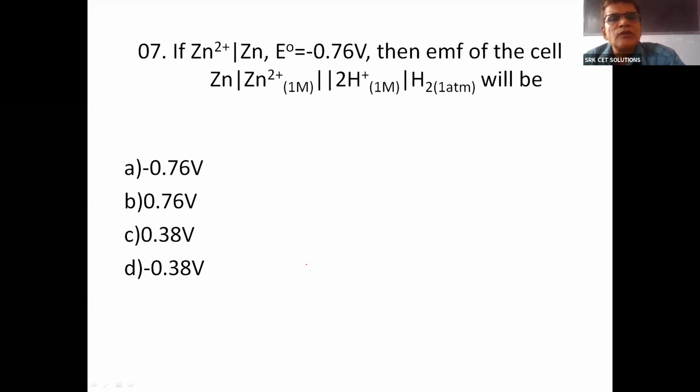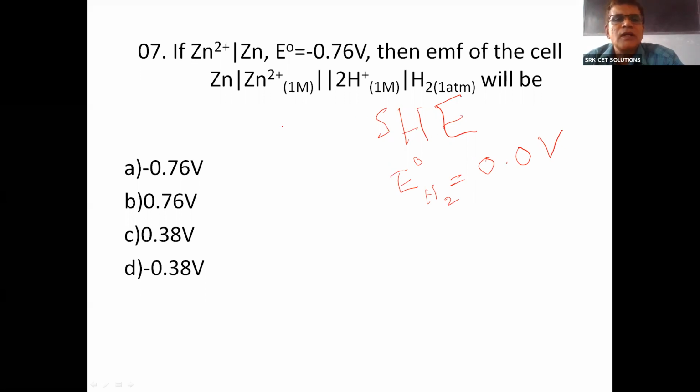If zinc 2 plus and zinc SRP value is minus 0.76, then the EMF of the cell, zinc and standard hydrogen electrode. Look at this. The zinc electrode is coupled with SHE. And by convention, the standard potential of the hydrogen electrode is taken as 0.0. It is a starting point. It is by convention, the potential of SHE is 0.